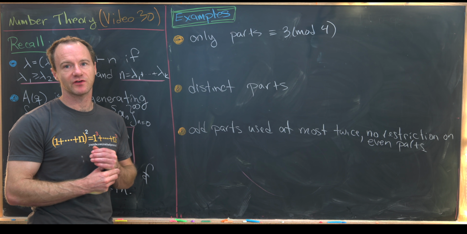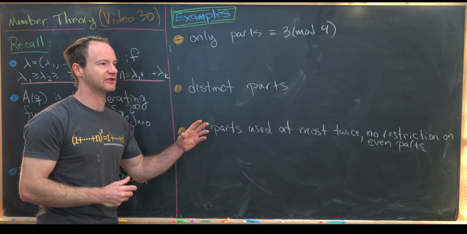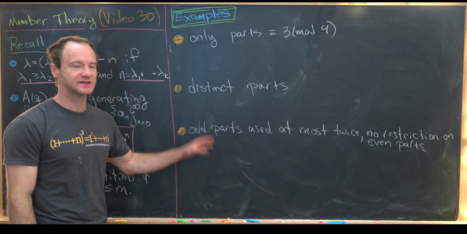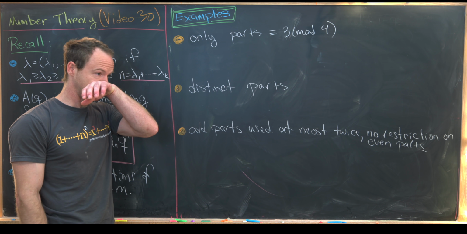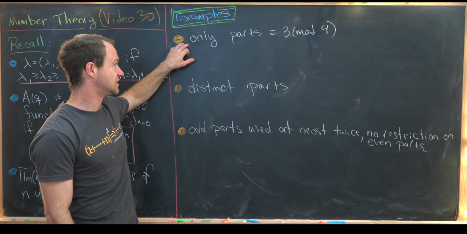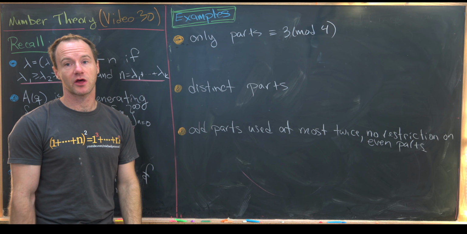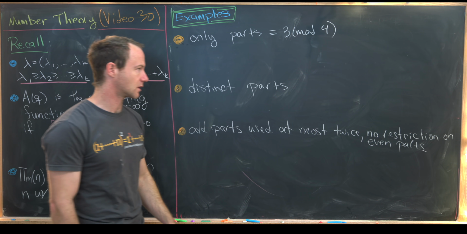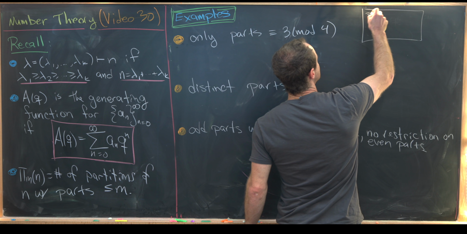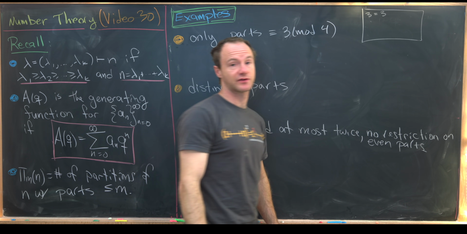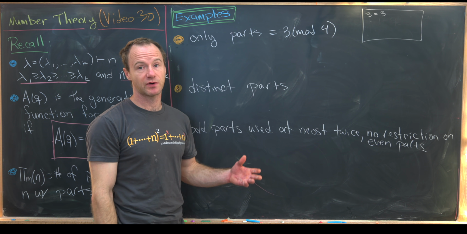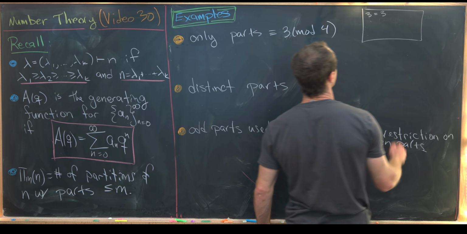Now that we hopefully have a good idea for how the parts of our generating function build our counting structure for the number of partitions, let's do a couple of examples. So this first example is all partitions using only parts that are 3 mod 4. So let's look at some examples of this real quick. So we've got 3, which is equal to 3. Okay, so that's the only partition of 3 using parts that are congruent to 3 mod 4.